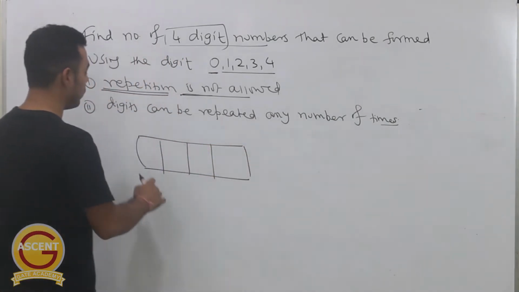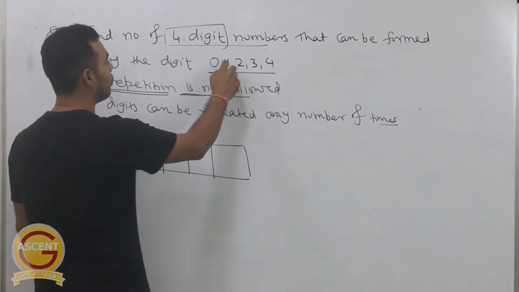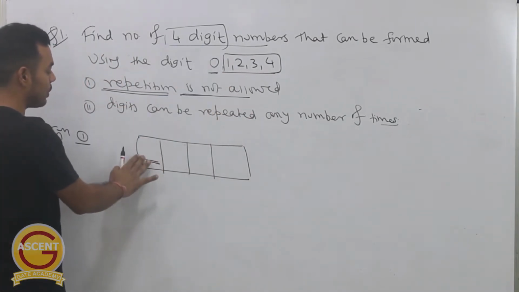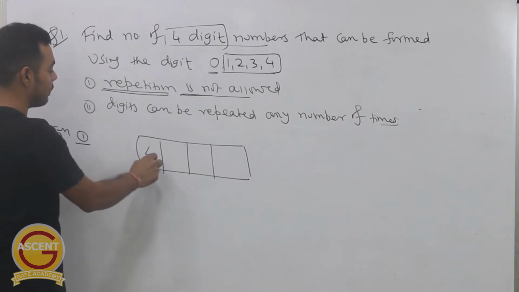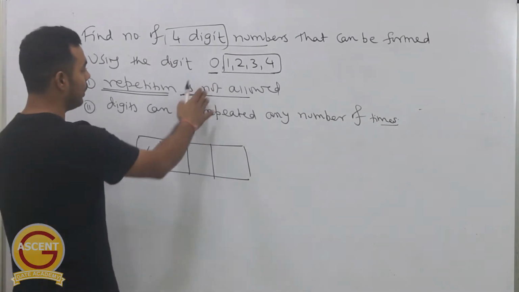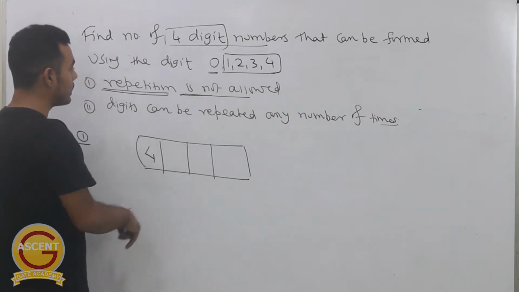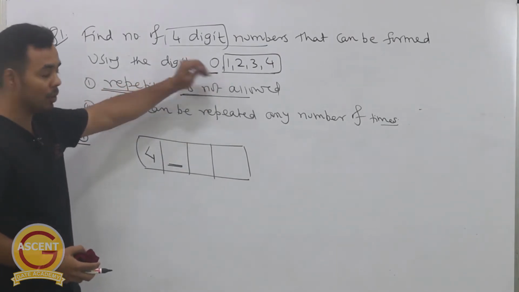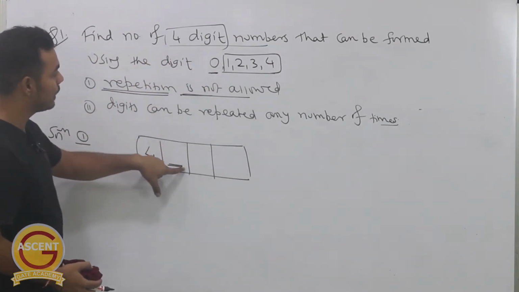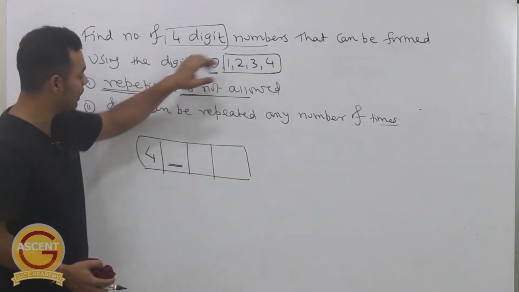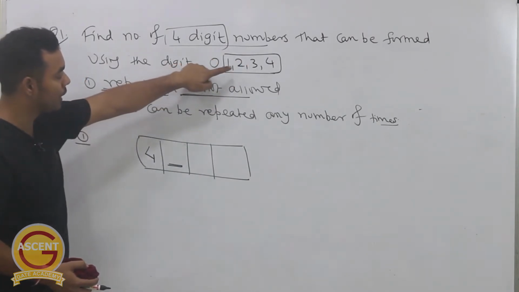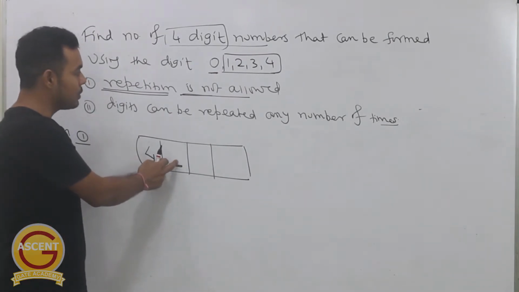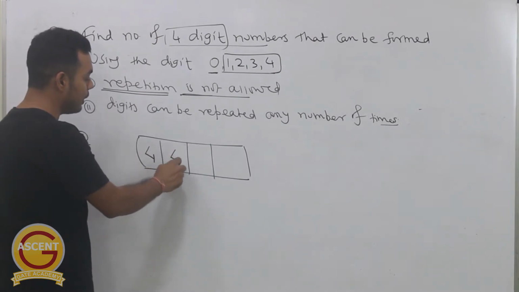So how many ways are there to fill this 1000 place? You can see that there are 4 non-zero digits, 1, 2, 3, 4, and you can place any one of these 4 digits on the 1000 place. So there are 4 ways to fill the 1000 place. Now since repetition is not allowed, for the next place, a total of 5 digits are there and one digit is at the 1000 place, so 5 minus 1, we will have 4 options. Because one non-zero digit is used, but on the 100 place we can place 0. So there are 4 ways to fill the 100 place.